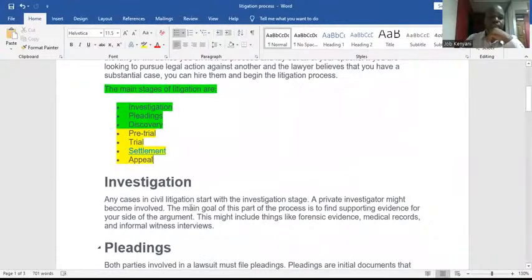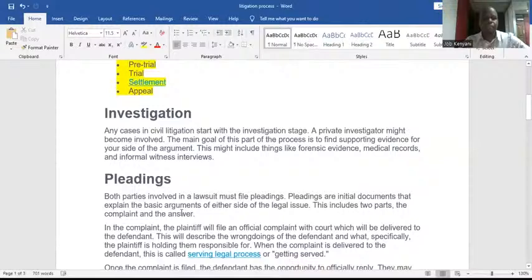So, investigation. Any case in civil litigation starts with the investigation stage. A private investigator might become involved. The main goal of this part of the process is to find supporting evidence for your side of the argument. This might include things like forensic evidence, medical records, or informal witness interviews.